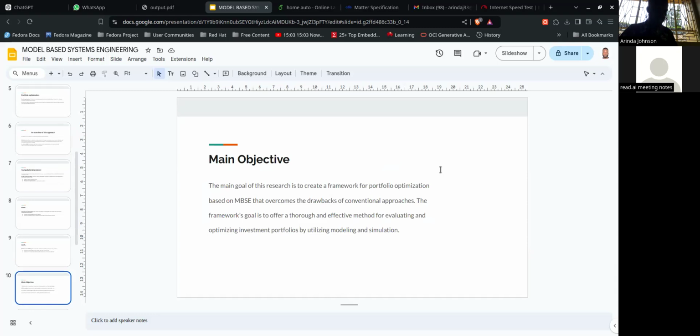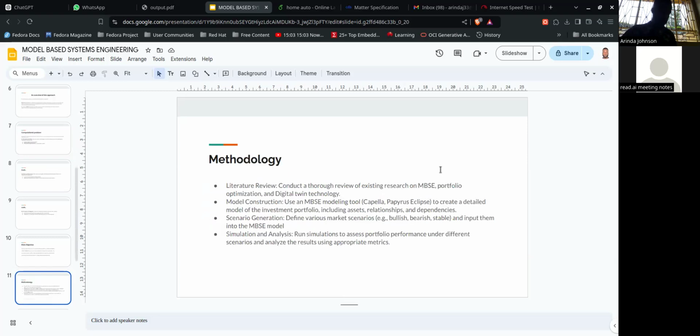And the main objective from the papers I read was to create a framework for portfolio optimization based on model-based systems engineering. The framework's goal is to offer a thorough and effective method for evaluating and optimizing investment portfolios by using modeling and simulation.